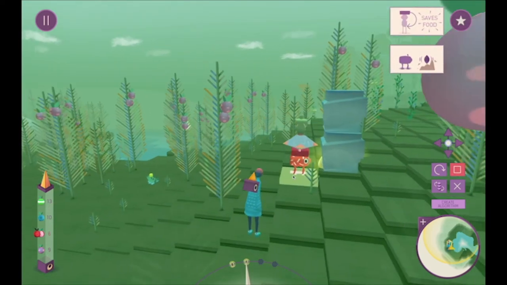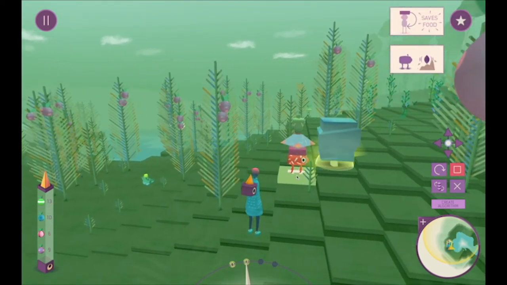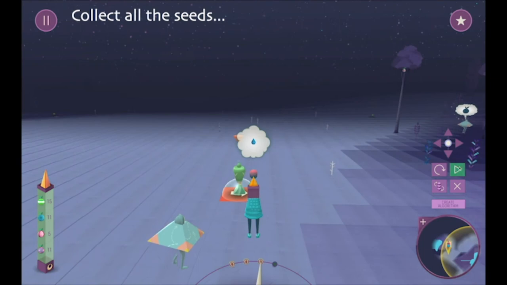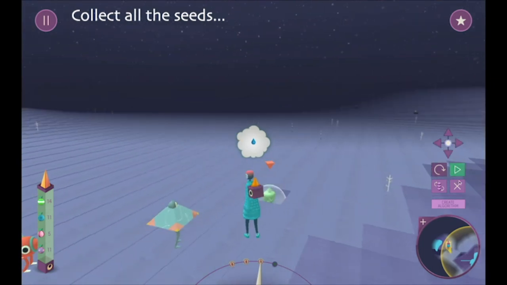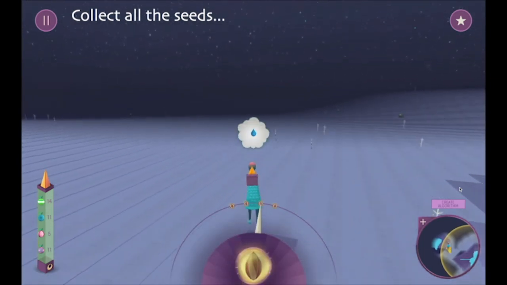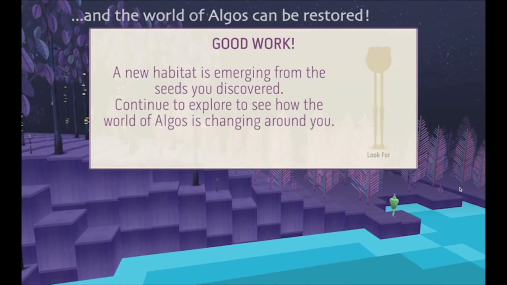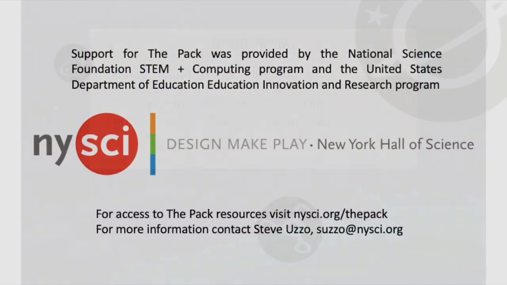Collect creatures with specific functions throughout your journey and add them to your pack. Then, combine your pack creatures into algorithms. By doing this, you give them instructions about the order in which to perform specific tasks that can help you solve problems and, ultimately, free your friend and bring balance back to the world of Algos.